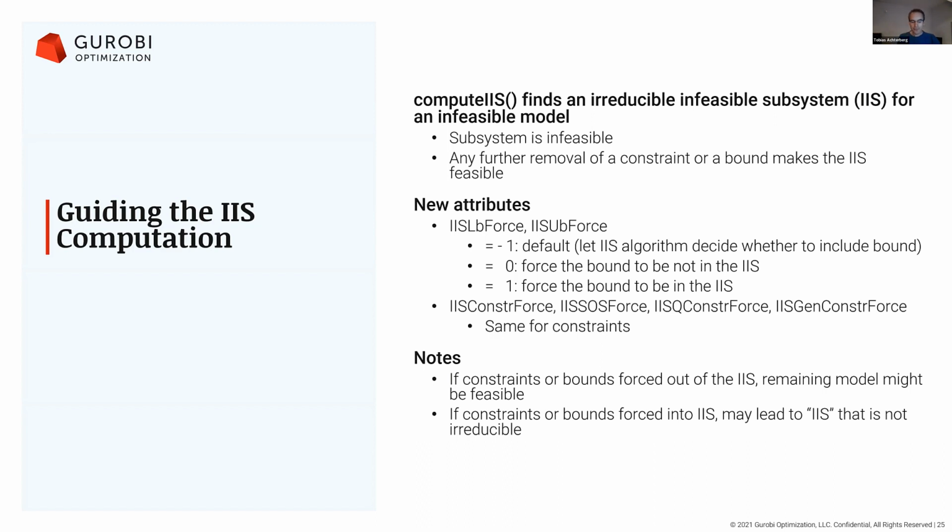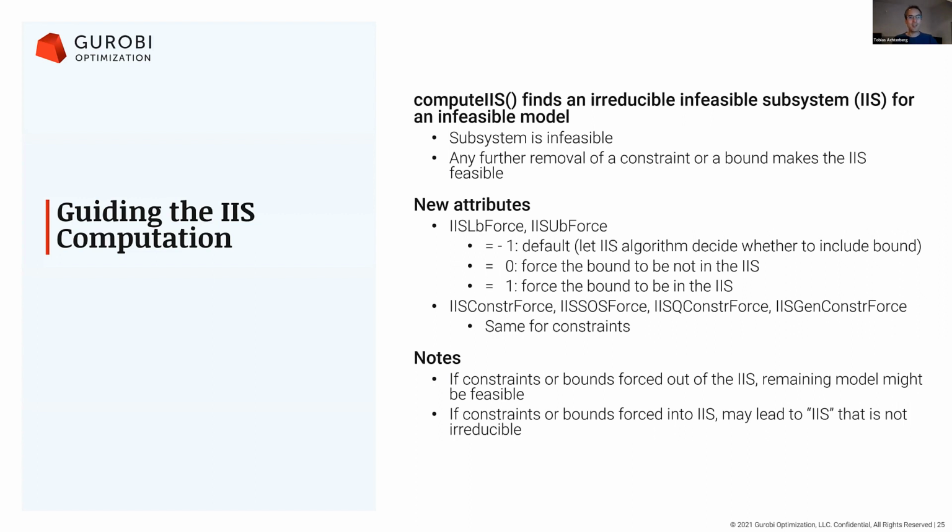Of course, that has some implications here. Namely, if you specify a constraint to be forced out of the IIS, so set this to 0, but this constraint is actually really required to trigger that infeasibility, then the remaining model might be feasible, and then the IIS algorithm would tell you, sorry, your problem is not infeasible.